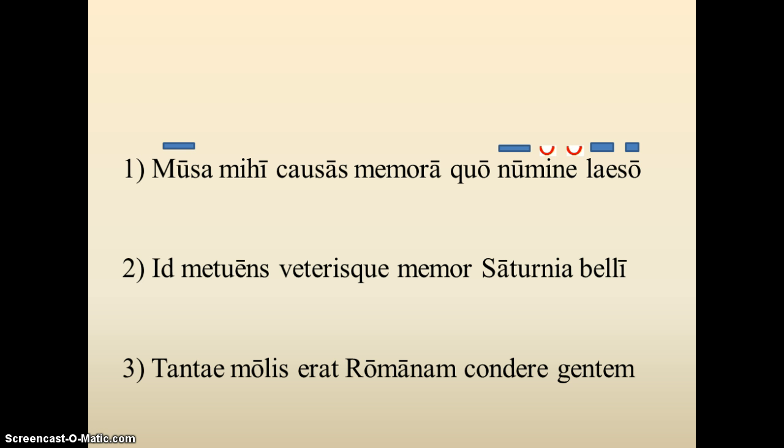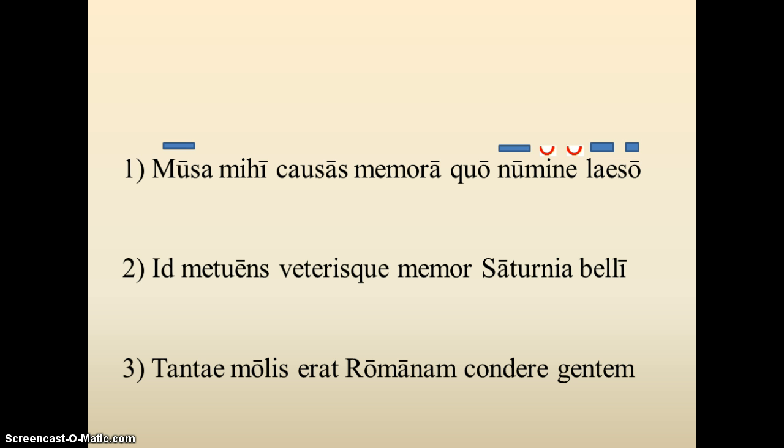Let's take these 3 lines. Let's start with Musa mihi causas memora quo numine laeso. We start with the knowledge that the first syllable is long, the last 5 syllables make up a dactyl, and then either a spondee or a trochee. Here it's definitely a spondee because the O in laeso is long. So we have Mu, and Musa is long, and numine laeso.